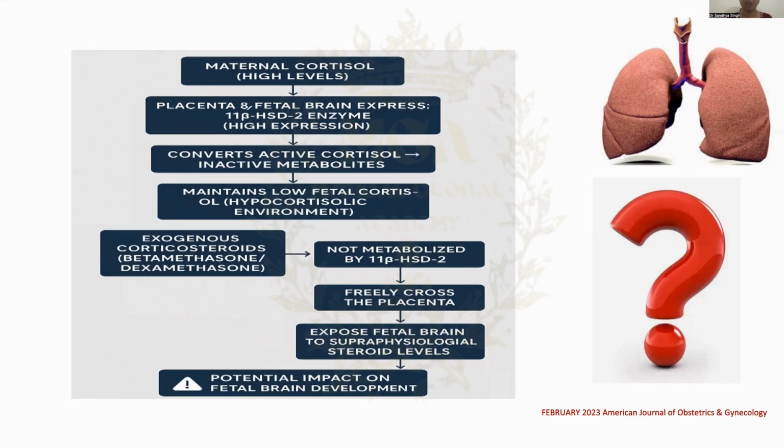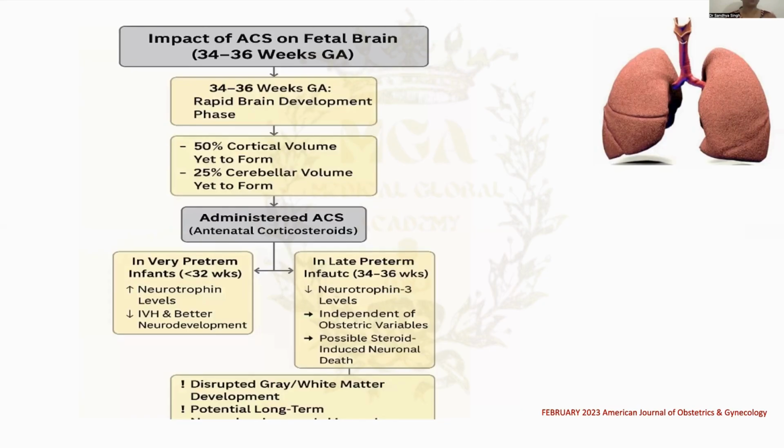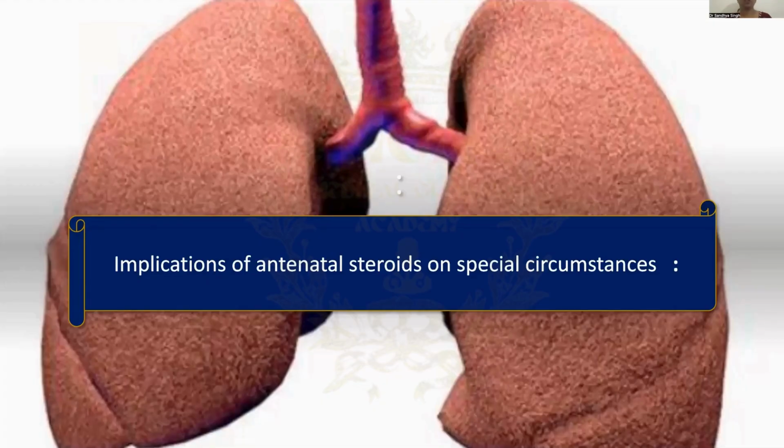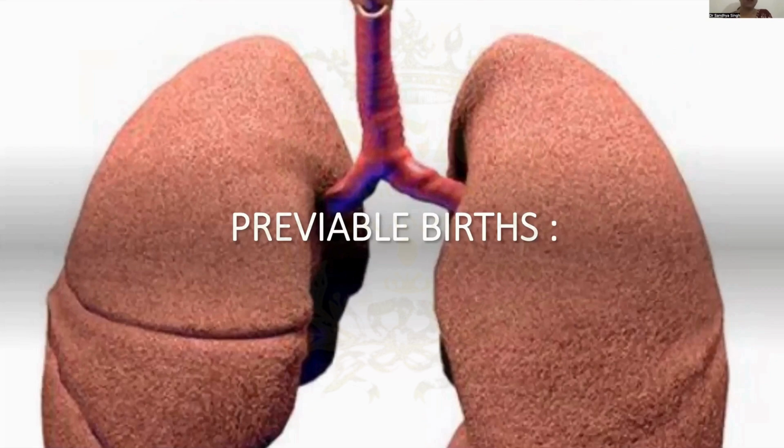level of steroid. Why are we so specific after 34 weeks? Because after 34 weeks, brain development is very rapid. At this time, if we expose the fetal brain to such a high level of steroids, if it's not indicated, it can cause steroid-induced neuronal death, which will disrupt gray and white matter development. Okay. So now let's discuss antenatal steroid and special circumstances like pre-viable birth.